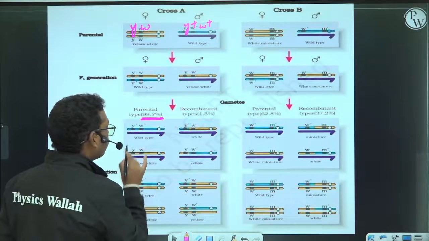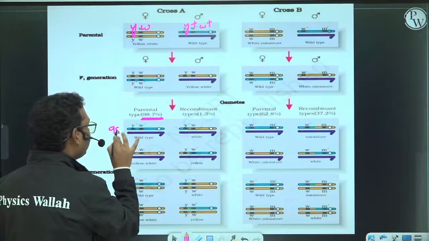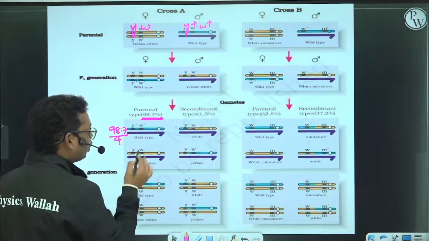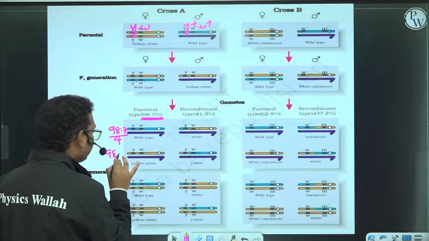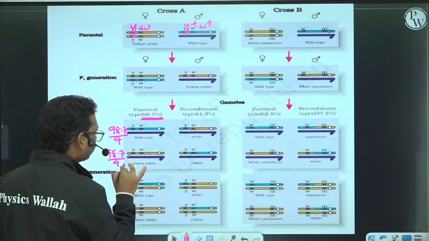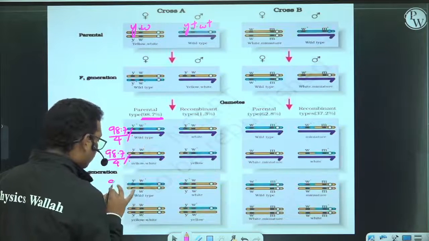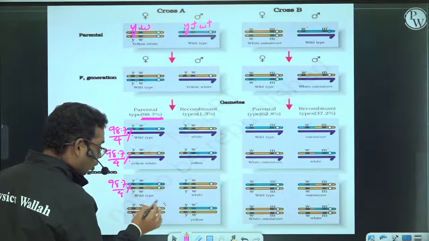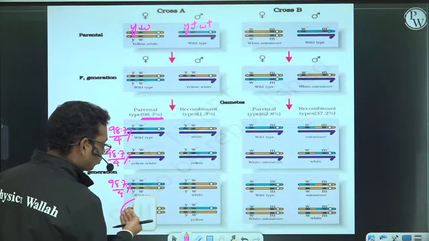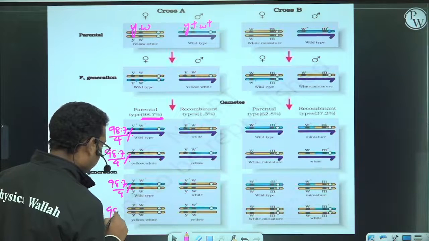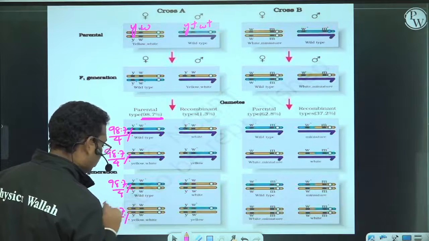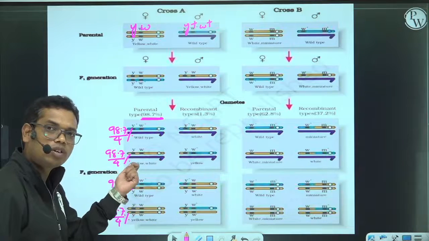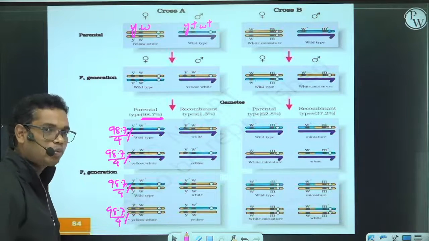98.7%. So this one is produced 98.7 upon 4%. This one also is produced 98.7 upon 4%. This one is also produced 98.7 upon 4%. The probability of getting this one is also 98.7 upon 4%. All the parental types are produced equally with equal probability.